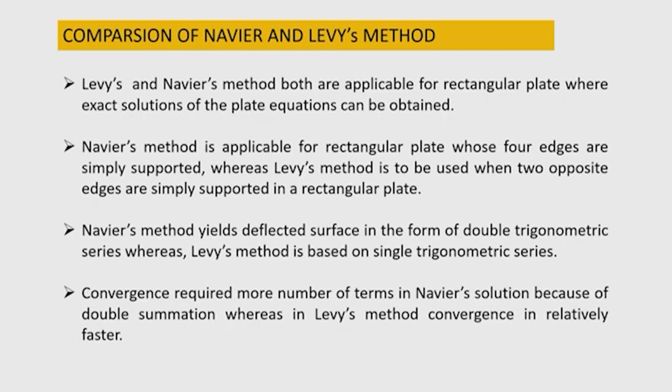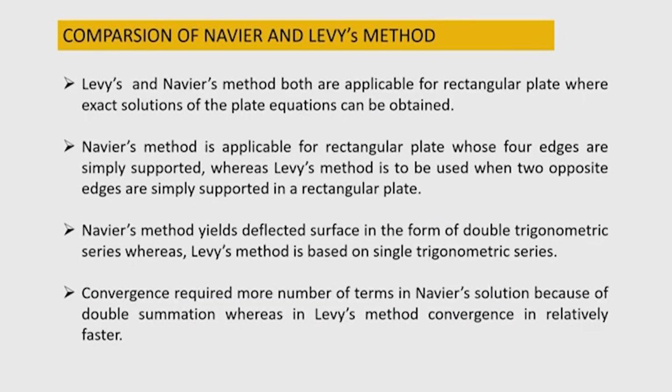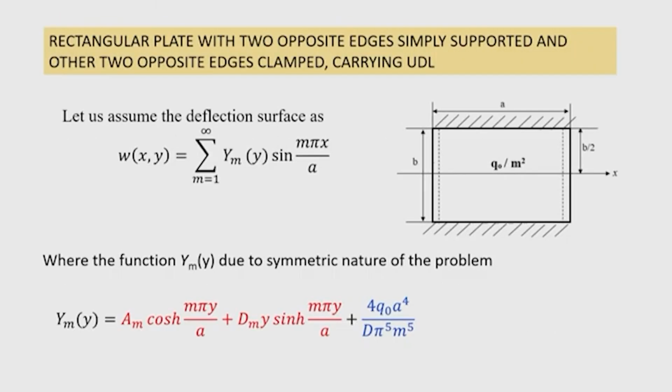Navier's method yields the deflected surface in the form of a double trigonometric series, but Levy's method is based on a single trigonometric series. Because of double summation, Navier's method is slowly converging, whereas Levy's method uses a single trigonometric series, therefore it is fast converging, but the computation in Levy's method is slightly involved compared to Navier's method. So, these are the major differences between Navier's method and Levy's method for a rectangular plate.